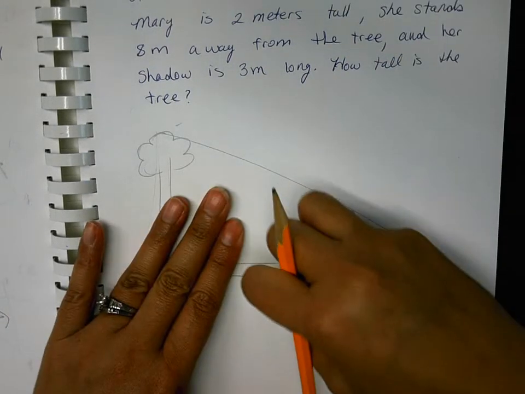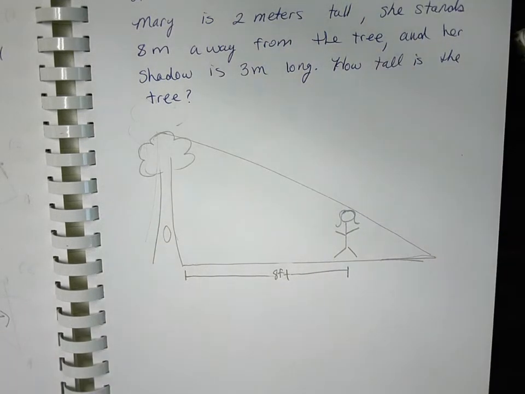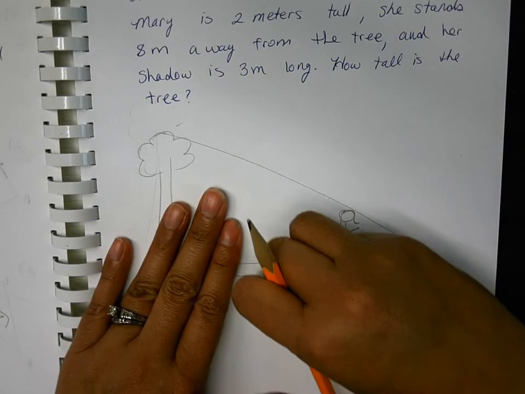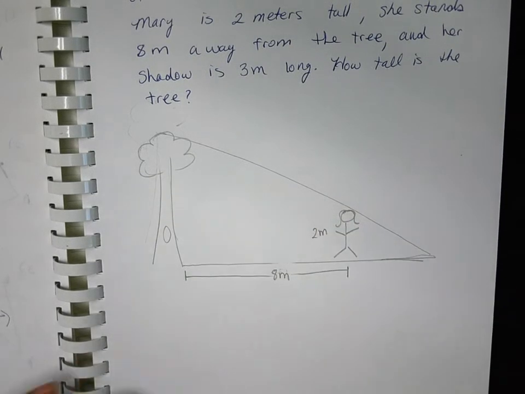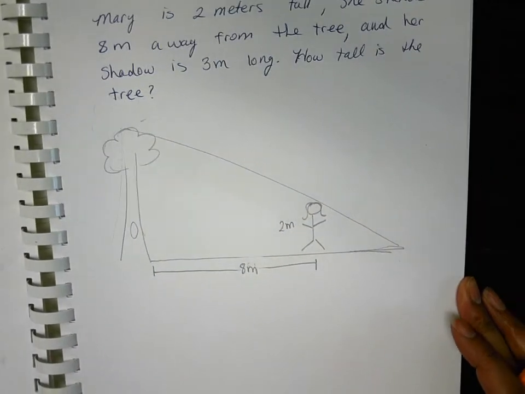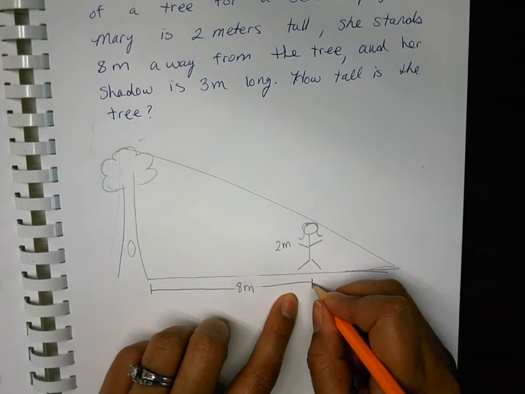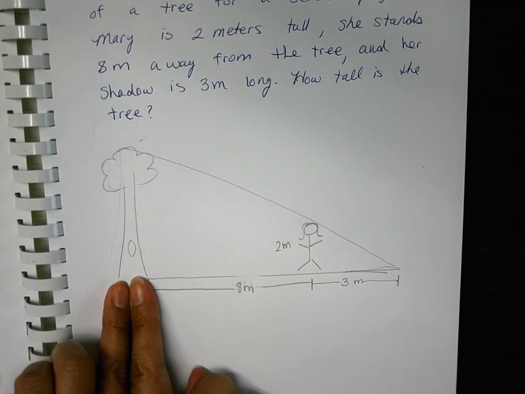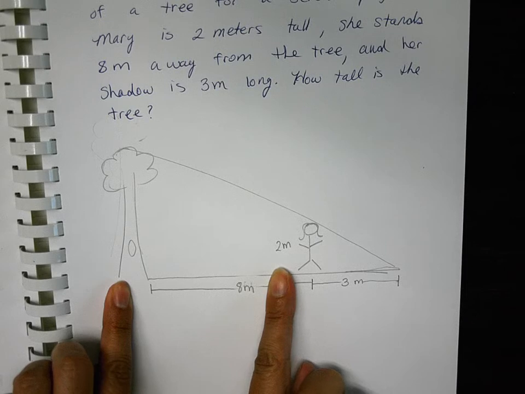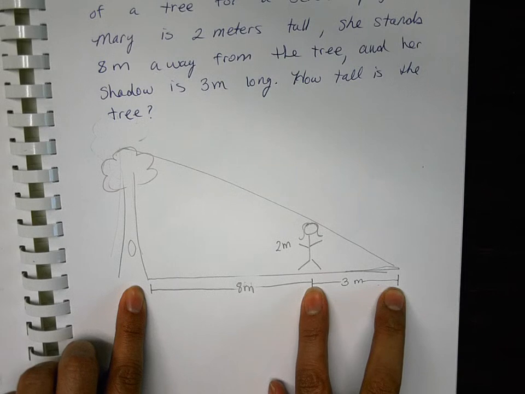Now, what else does it tell us? Does it give us any other information? How tall is Mary? And this is not feet. This is what? 8 meters. She's 2 meters. And what other measurement did they give us? 3. And where does the 3 go? On the hypotenuse, from where she starts to the end of the shadow. 3 meters to the end. So she walks 8 meters away from the tree, and then from here to the end of the shadow is 3 meters. Got it? Does that make sense?